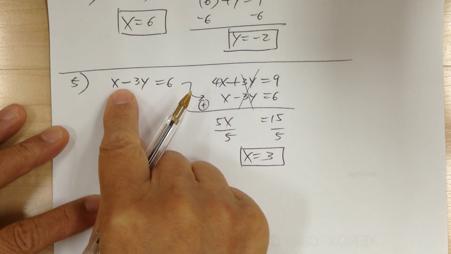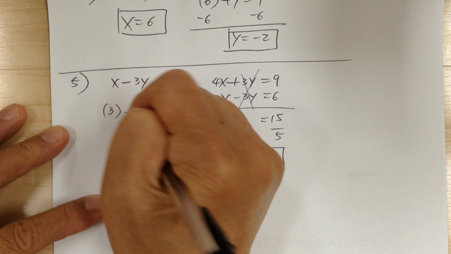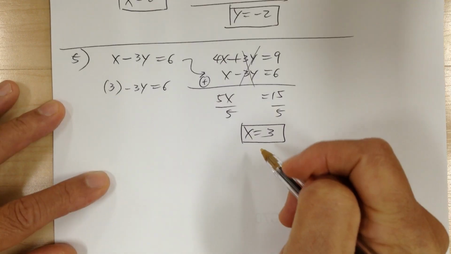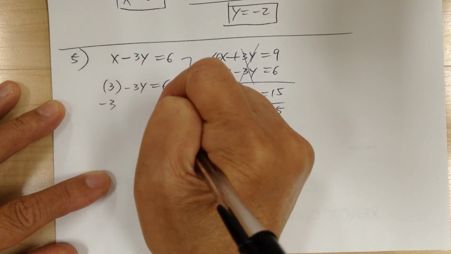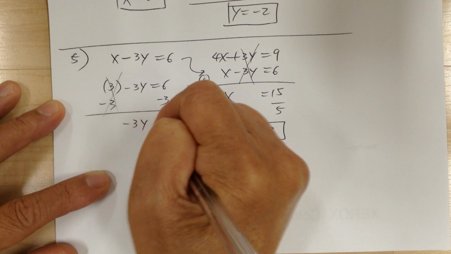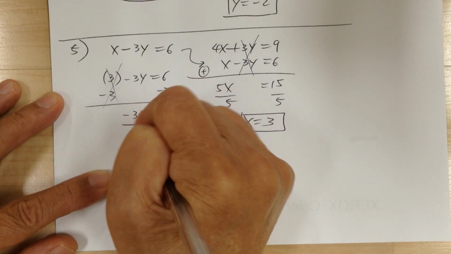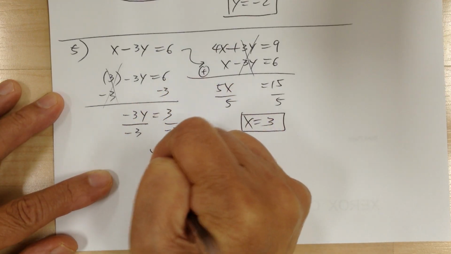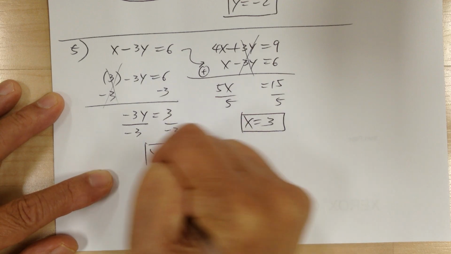And I'm going to substitute into here. So 3 minus 3y equal to 6. And I'm going to minus 3 on both sides. All right, so this will cancel out. So I get minus 3y equal to 3. Divide by negative 3 on both sides. So y equal to negative 1. Okay.